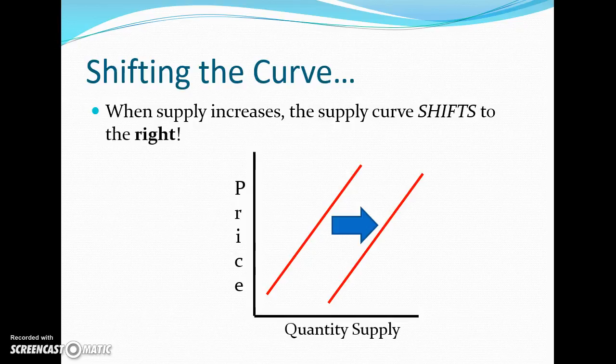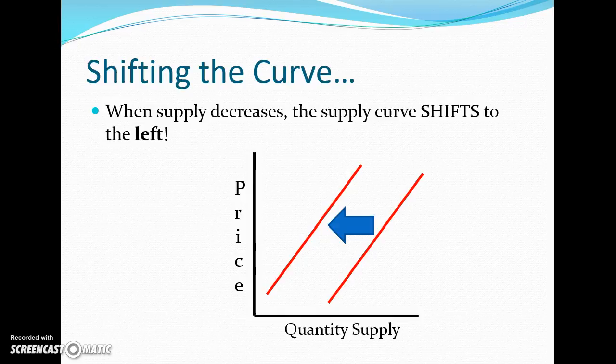Again, very similar to the demand curve. When supply increases, the supply curve will shift to the right. When supply decreases, the supply curve will shift to the left.